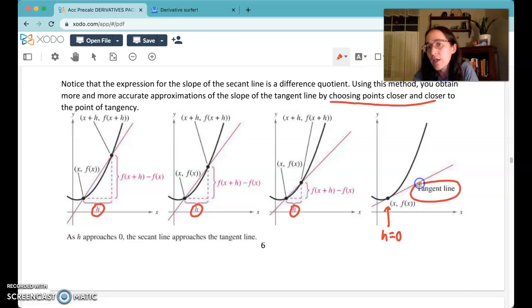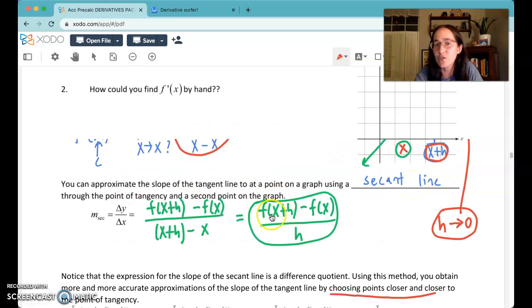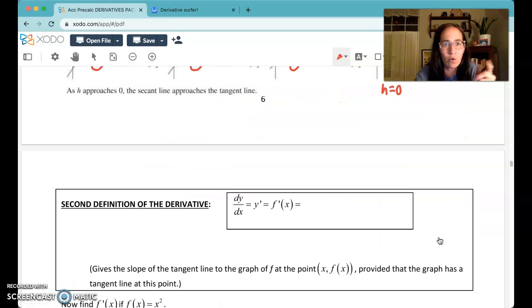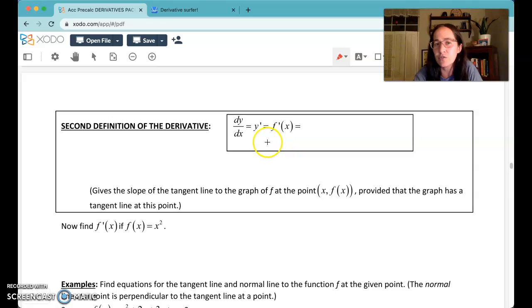So what we're going to do to this difference quotient is, I don't know if you could guess it, but we're going to put a limit on it. We're going to put a limit as h goes to 0. So we'll do that at the top of the next page. We'll say, you know what? Here goes nothing. Second definition of derivative.